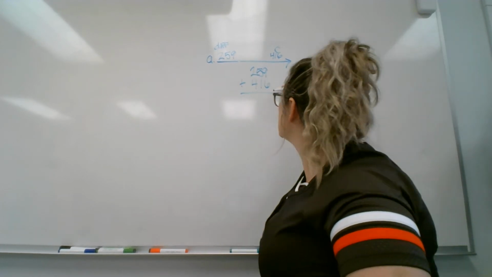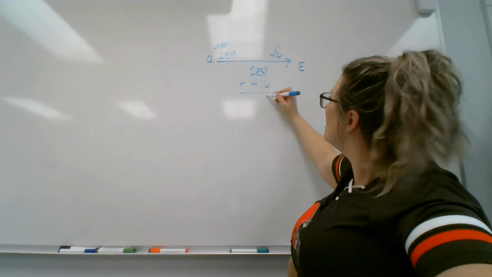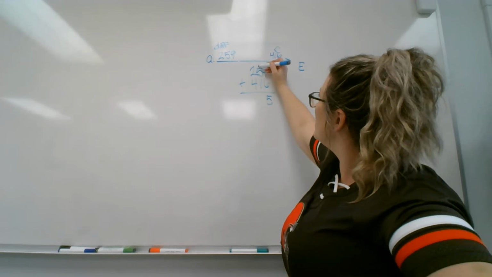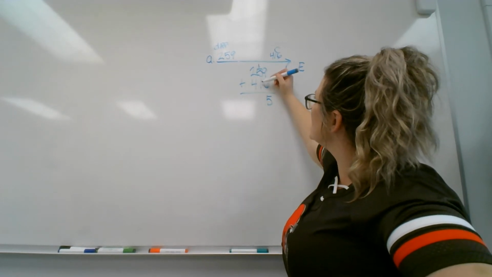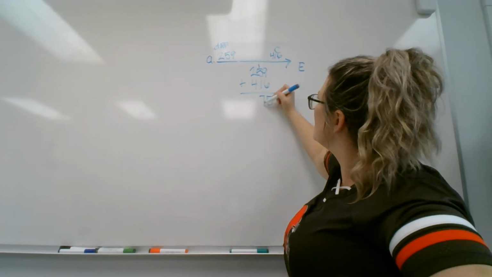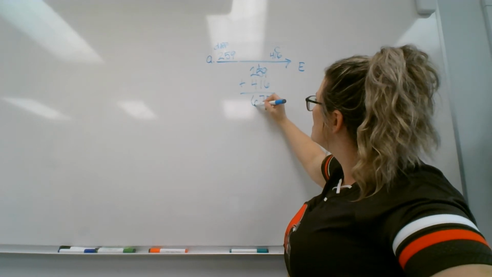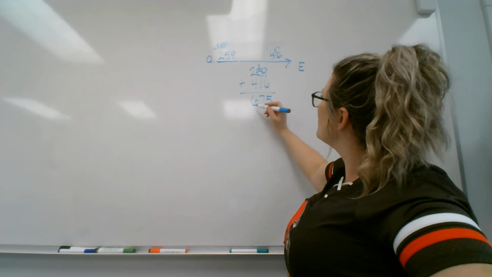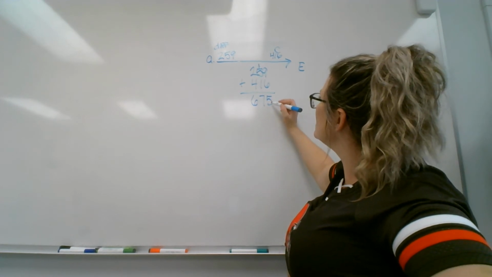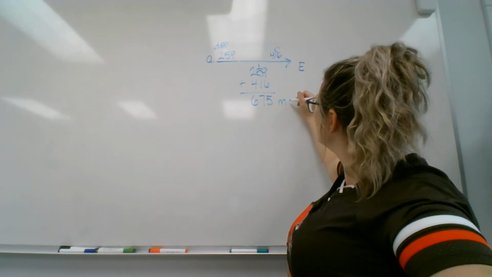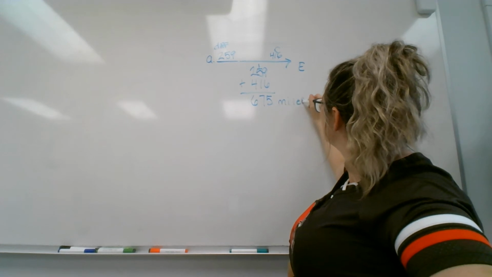9 plus 6 is 15. 5 down, carry the 1. 5 plus 1 is 6, plus 1 more is 7. 4 plus 2, 4, 5, 6. So, Eagle River is 675 miles long.